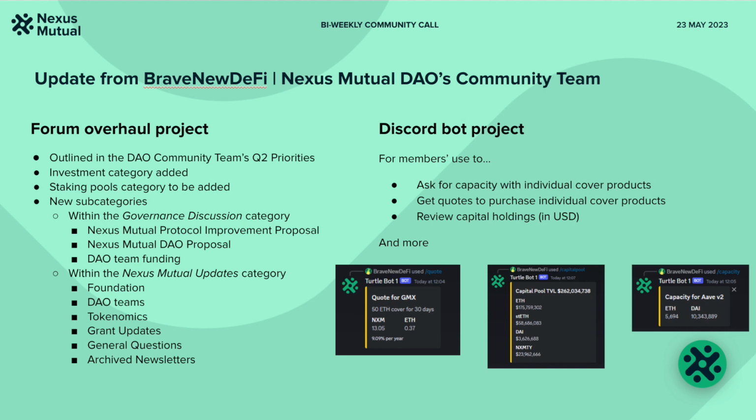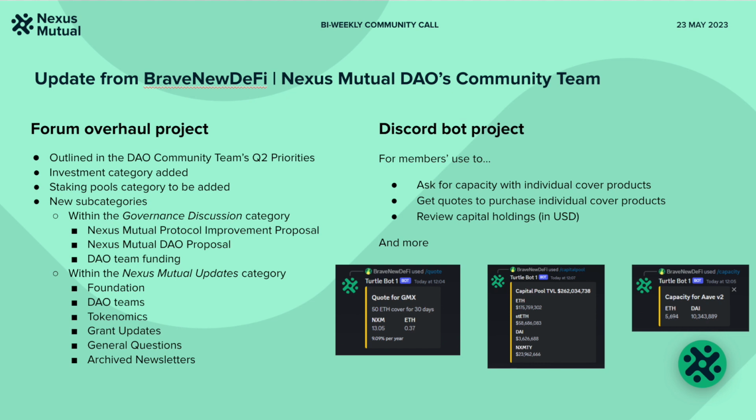Some of the new subcategories that have been added under governance discussion, we've just narrowed things down for the protocol improvement proposal category, the DAO proposal category, and the DAO team funding categories. Now it's easy to identify which is which. You can see RFC next to things that haven't gone to a final proposal, so you can see the ones that are still in discussion.